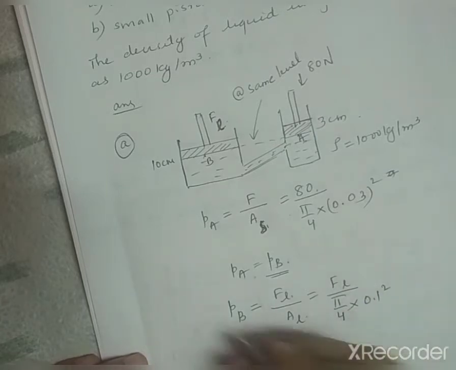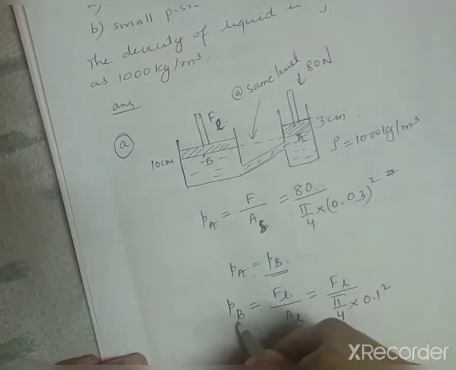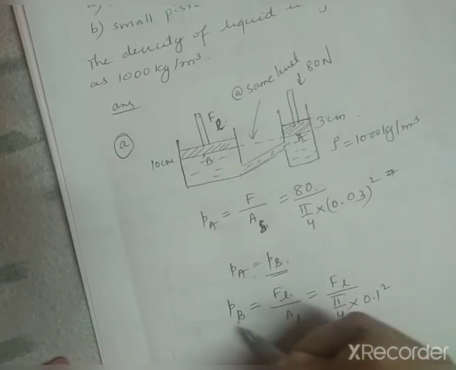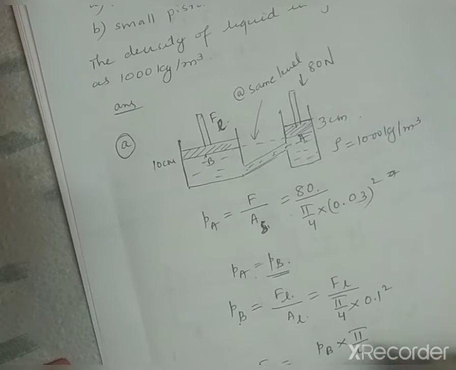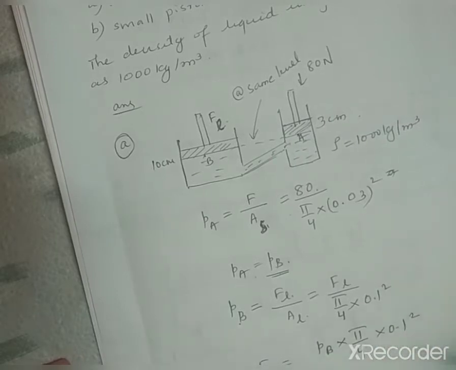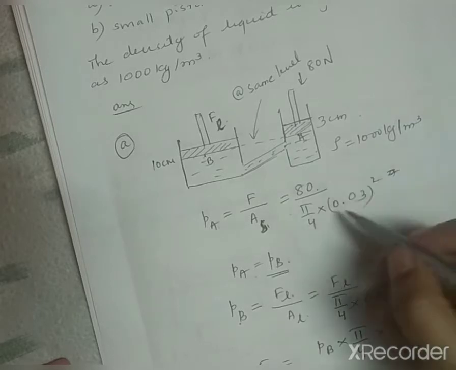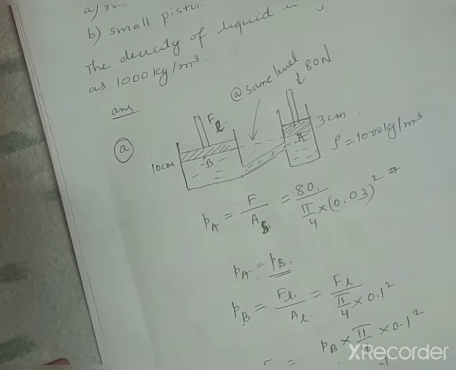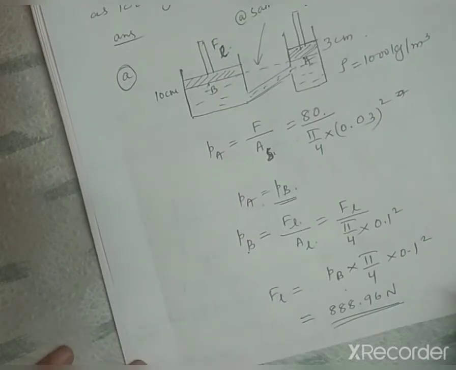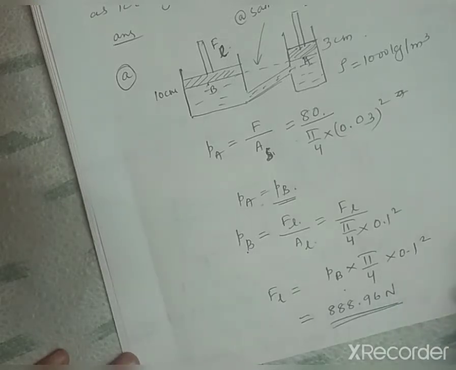So substituting the value of PB over here, I will get the answer as FL is equal to PB into pi by 4 into 0.1 square. So that will be equal to, substituting this over here, I will get the answer as 888.96 Newton. I hope this is clear. This part is clear to you.